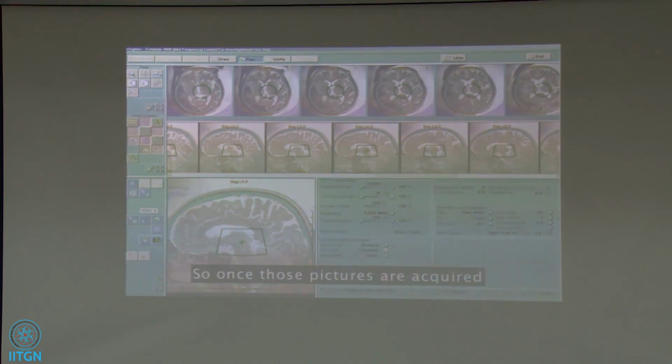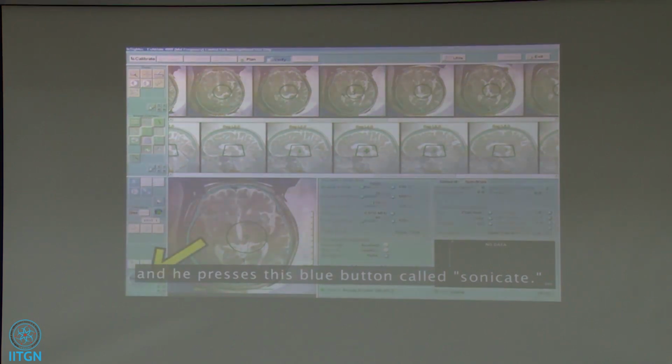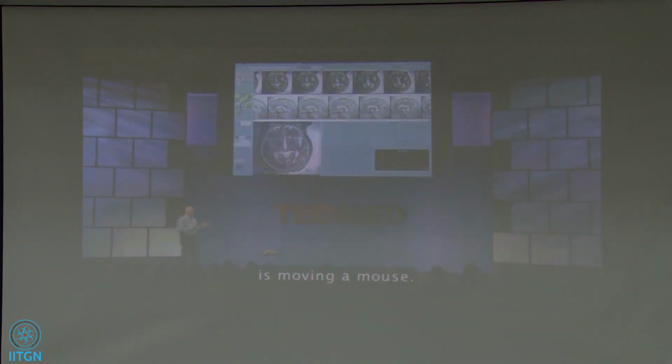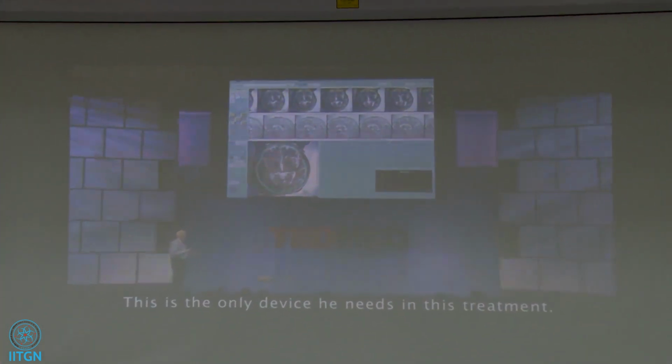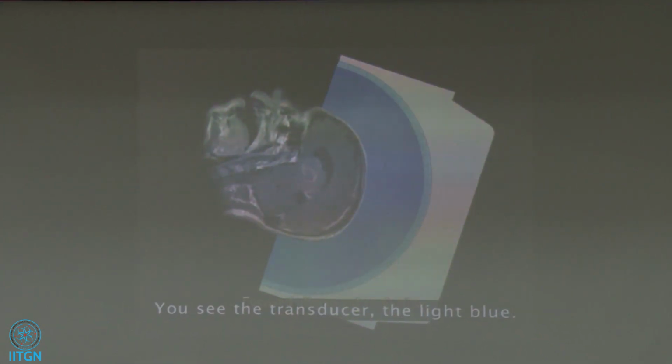So once those pictures are acquired and the physician has drawn all the necessary safety limits and so on, he selects basically a point. You see the round point in the middle where the cursor is, and presses this blue button called sonicate. We call this instance of injecting the energy sonication. The only handwork the physician does here is moving the numbers. This is the only device in this industry. So he presses sonicate, and this is what happens. You see the transducer, the light blue, this water in between, and it does this burst of energy. It elevates the temperature.